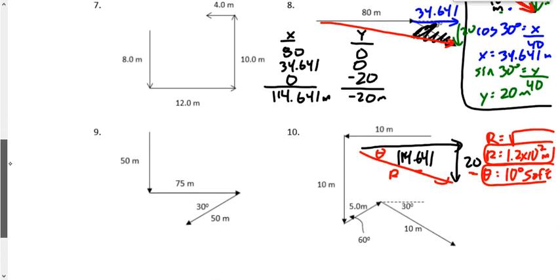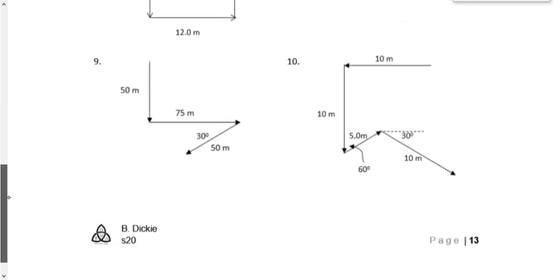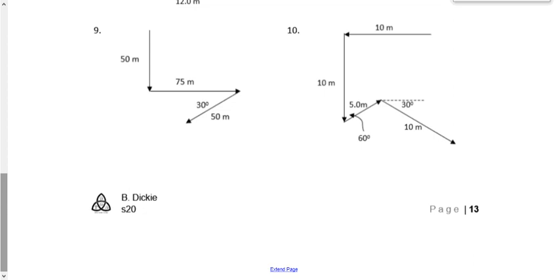Now let's take a look at question number 9. We also have a funny angle here in question number 9 that we've got to get rid of. So let's take that 30-degree angle off to the side.